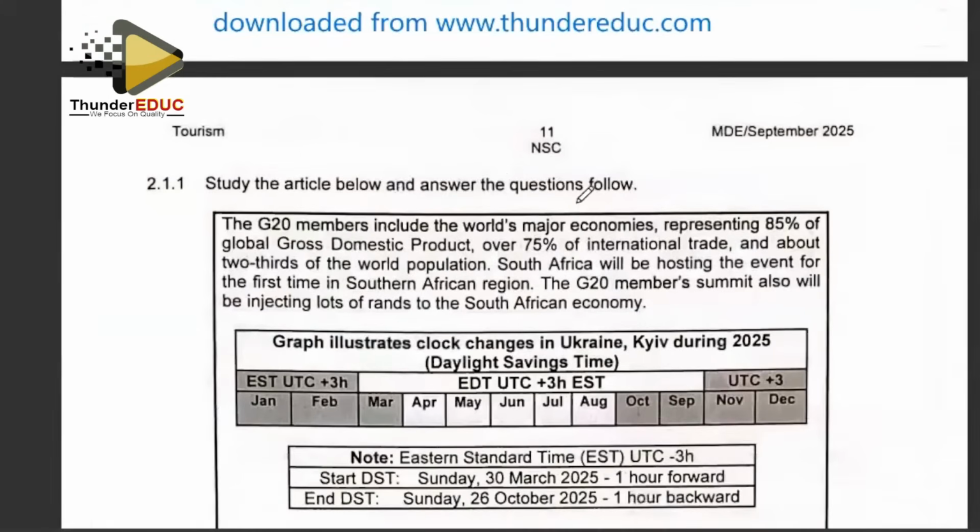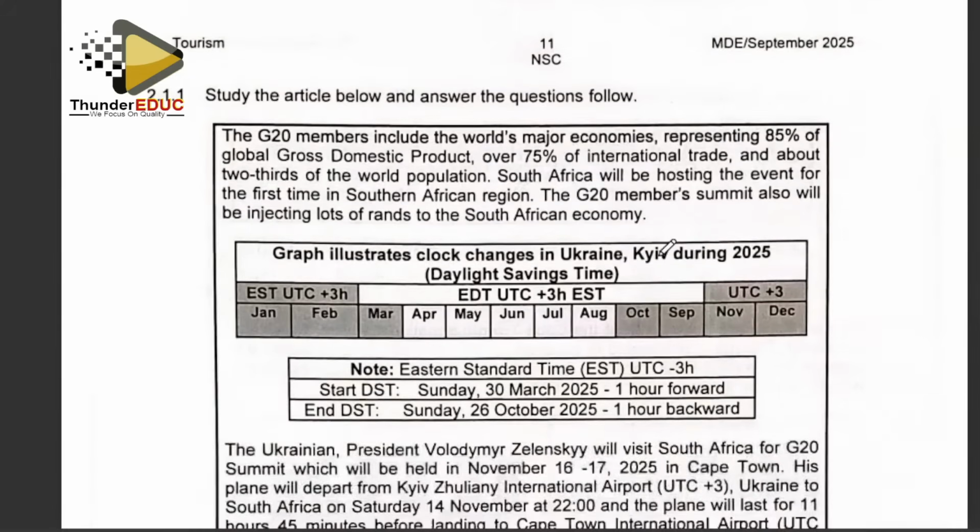The G20 members include the world's major economies. The G20 members represent 85% of GDP, over 75% of international trade, and about 2/3 of the world population. South Africa will be hosting the event for the first time in the Southern African region. The G20 summit will also be injecting lots of rands into the South African economy.